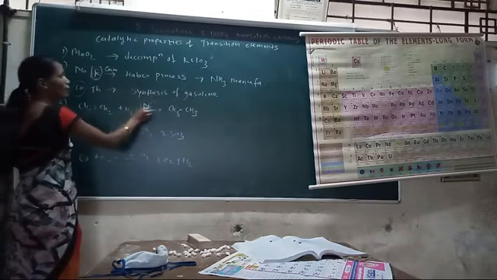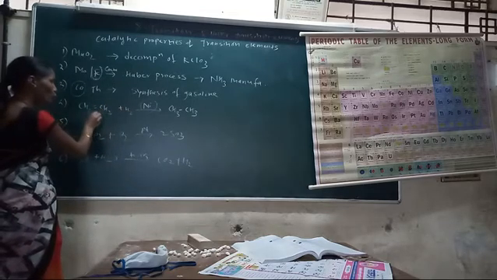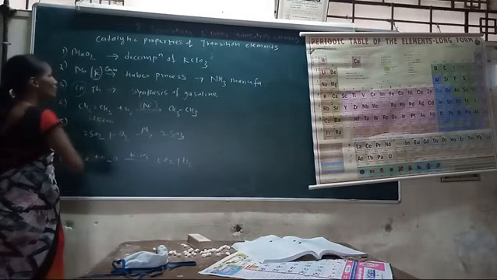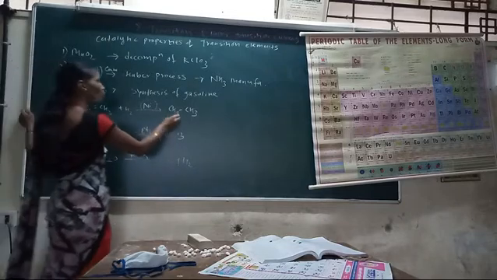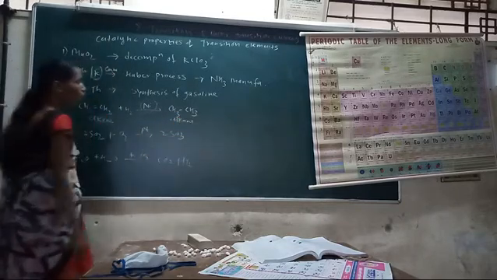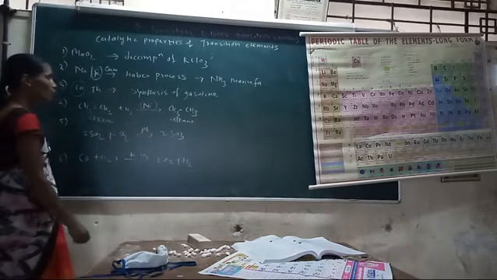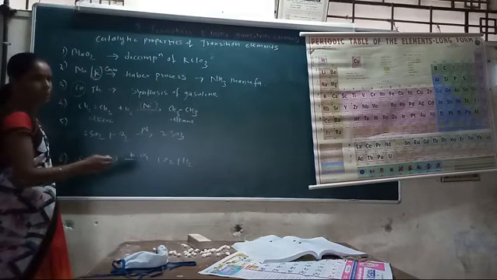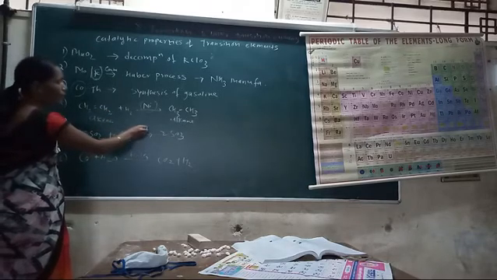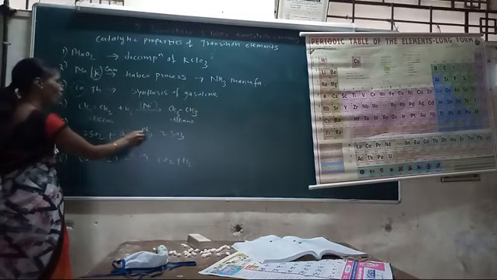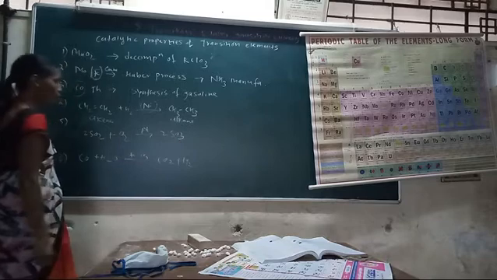Then nickel is used for reduction, that is, addition of hydrogen to the alkene, that is, conversion of alkene to alkane. Then platinum is used as a catalyst for the oxidation of sulfur dioxide. Addition of oxygen means oxidation, that is, sulfur dioxide gets converted into SO3.